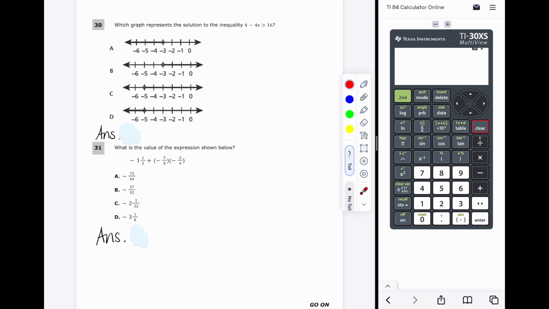Let's look at 30 and 31. The answer for 30 is A, and for 31 is B. So let's start off with breaking down 30, which is which graph represents the solution of the inequality 4 minus 4x is greater than 16. So remember, anytime I have an inequality and I want to find a solution set, I can solve it like an equation, except if I multiply or divide by a negative, I will flip the inequality symbol. It reverses. So that is the only difference between an inequality and working with an equation, right?